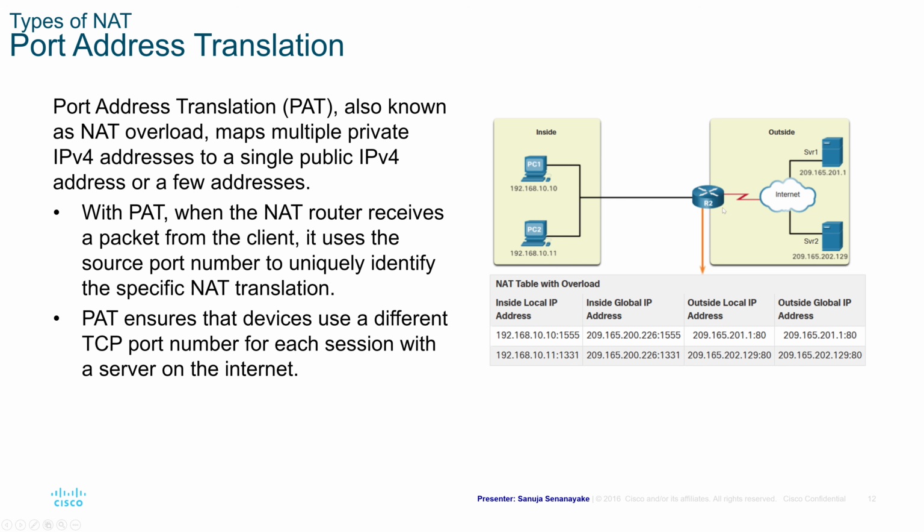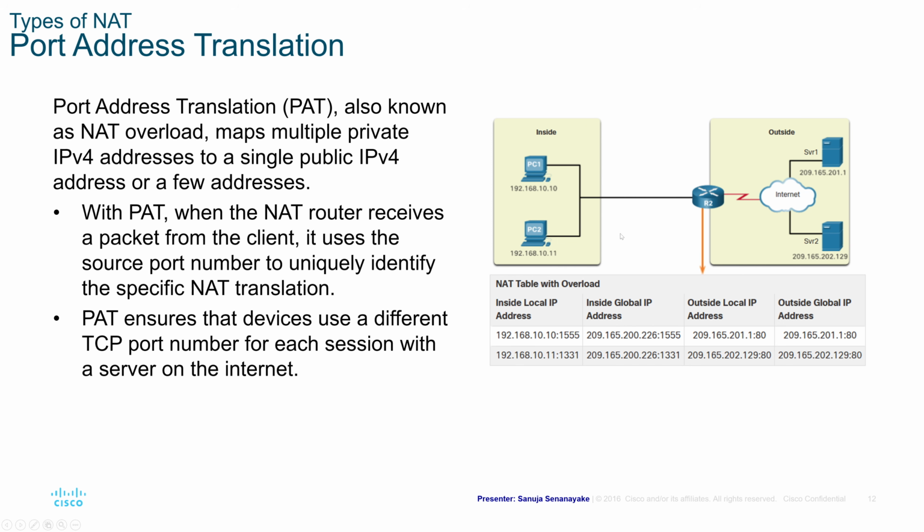In other words, if these two computers try to reach the exact same server through this one router, it can still use the same public IP address, but because they're coming from two different ports, PAT is going to associate those ports so that both of these devices inside the network can access the same server at the same time.